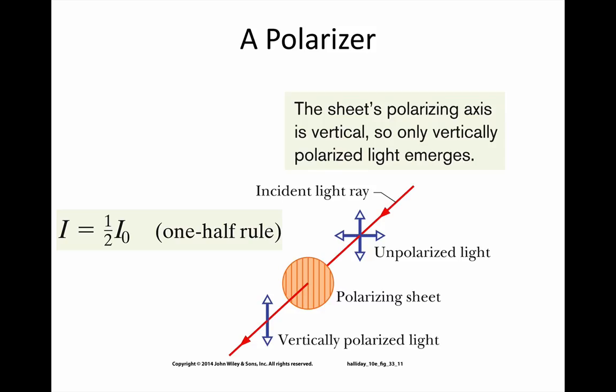Now imagine we put a polarizing sheet in the path of the unpolarized light ray. The light that gets through is vertically polarized. But because all of the horizontally polarized part has been absorbed, the intensity of the polarized light has dropped to 1/2. This is called the 1/2 rule for unpolarized light meeting a polarizer.